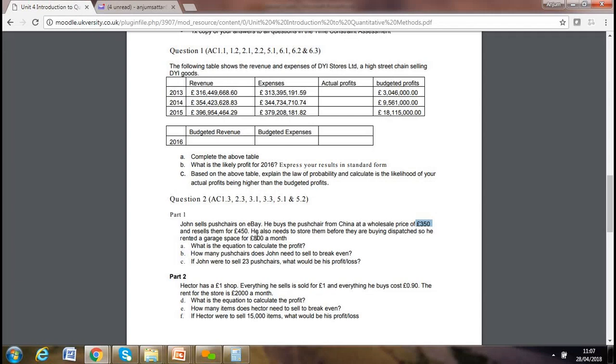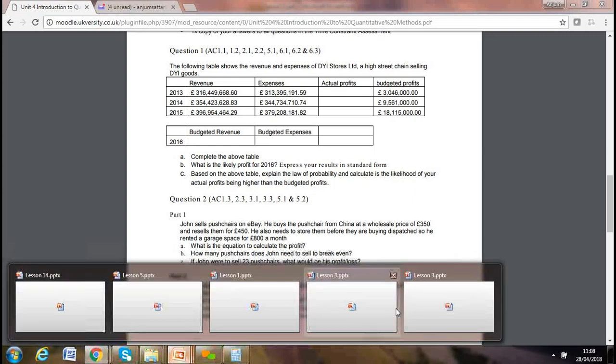No, sir, I don't get the A part. Okay, part A is to calculate the profit. They're asking about the equation, a standardized equation to calculate the profit. The standardized equation is sales minus total cost equals profit. If we need to write it, we can write it like here.